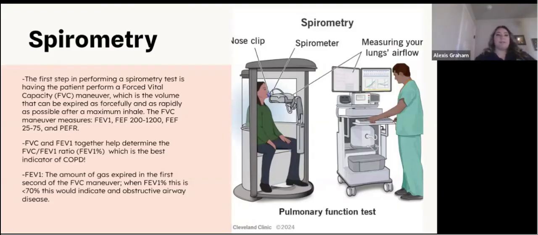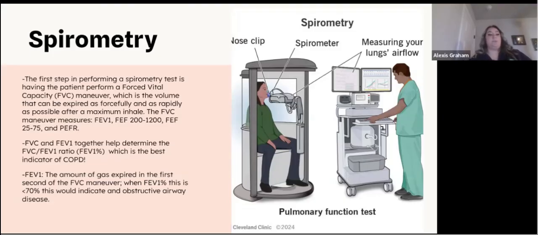So the first step in performing a spirometry test is having the patient perform a forced vital capacity (FVC) maneuver, which is the volume that can be expired as forcibly and as rapidly as possible after maximum inhale. The FVC maneuver measures FEV1, FEV 200 to 1200, FEF 25-75, and peak expiratory flow rate.